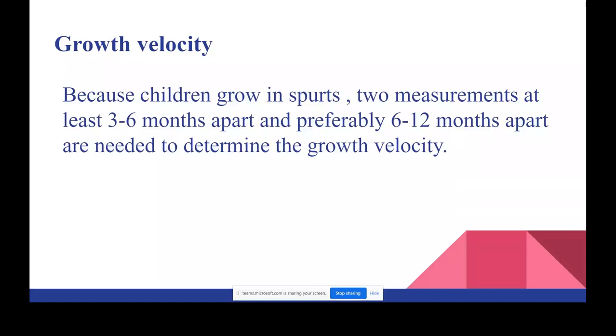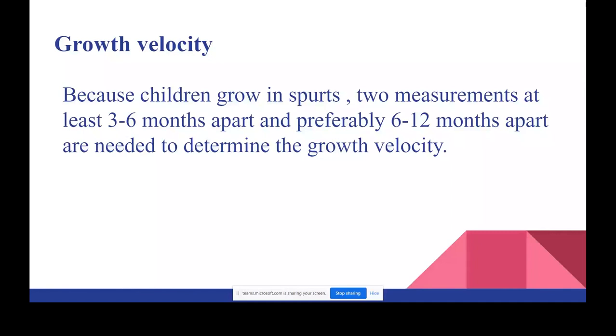Now, before I move over to the etiological factors, I would like to highlight growth velocity. What is growth velocity? We need two measurements. With one plot or one measurement, it's very difficult to say whether this child is growing or not. We have to measure the growth velocity. For velocity, we need two measurements, at least 3 to 6 months apart, preferably 6 to 12 months apart. That is to determine the growth velocity of the child.